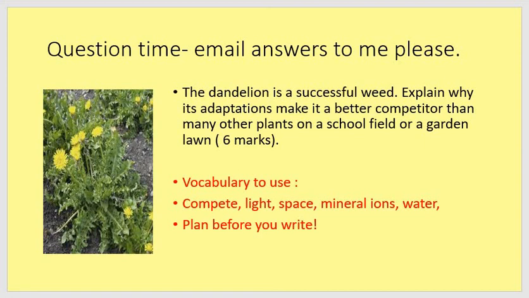A weed is a plant in the wrong place, but it is very, very hard as a gardener or groundsman to get rid of this particular weed. So have a think about why it is so successful. You have got 5 words I want you to use in your answer: compete, light, space, mineral ions, water. I want you to think about what you're going to do before you write. Make a little mini plan. It only needs to be bullet points, not whole sentences.